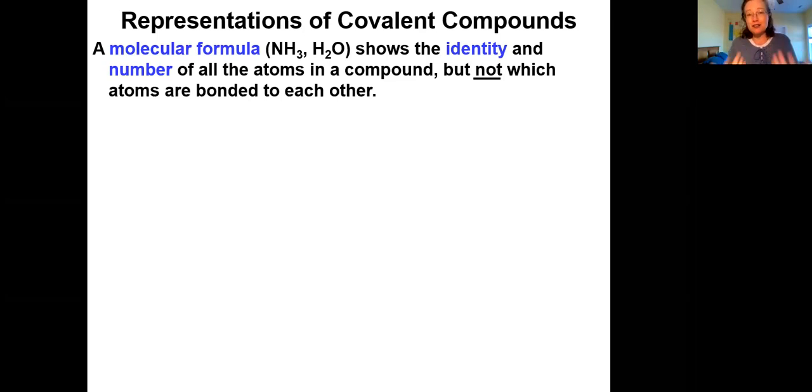A formula is a formula. It's something like NH3 or H2O. Notice though that when I write NH3 and H2O, I don't tell which atoms are bonded to each other. I just tell you which elements there are and what the total number of them are.